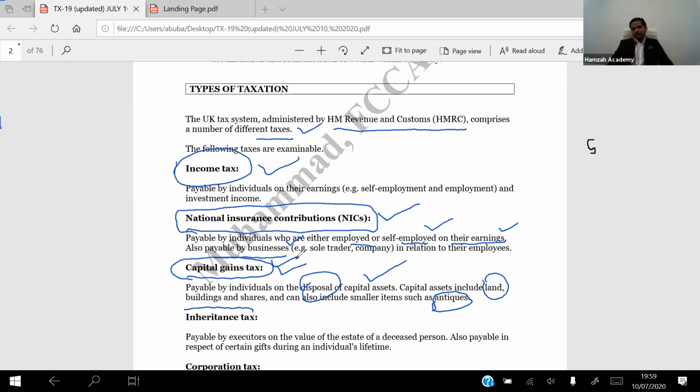Inheritance taxes. You should expect inheritance taxes to be tested in the exam with income tax. Why? I will tell you. Because, as you can see from the name, inheritance tax means you got something inherently. My father owned a farmhouse of 50 acres. We are 3 brothers, let's just say. He gave me 10 acres.